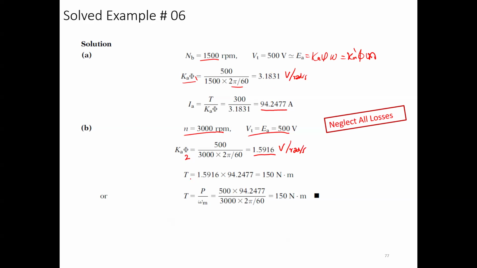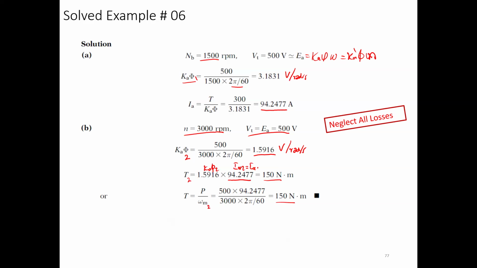So we expect the second value of torque, T2, equals Ka phi 2 times the same armature current. This is Ia2, which equals Ia1. So we can get the torque value, and it makes sense that the torque is going to be halved compared to the first value. Another way is to get it from power divided by omega. Power is nothing but E times I, so EA times armature current, armature voltage times armature current, divided by the speed in the second case, so we can get the value of the torque.